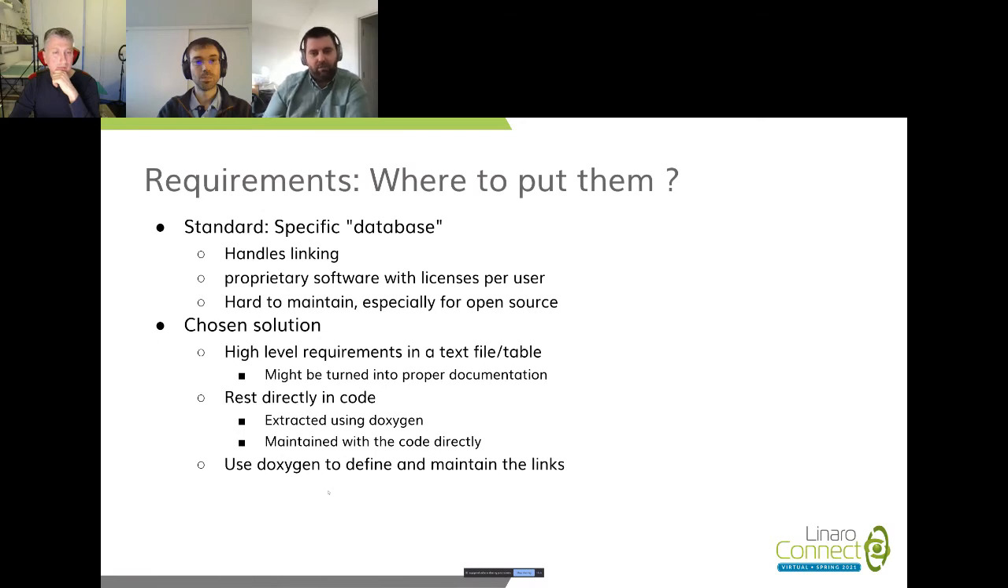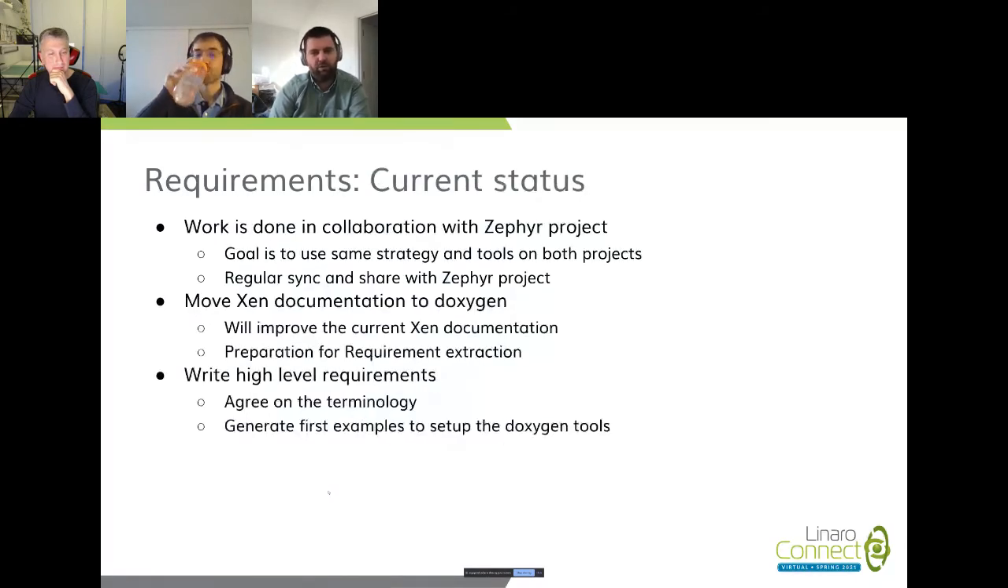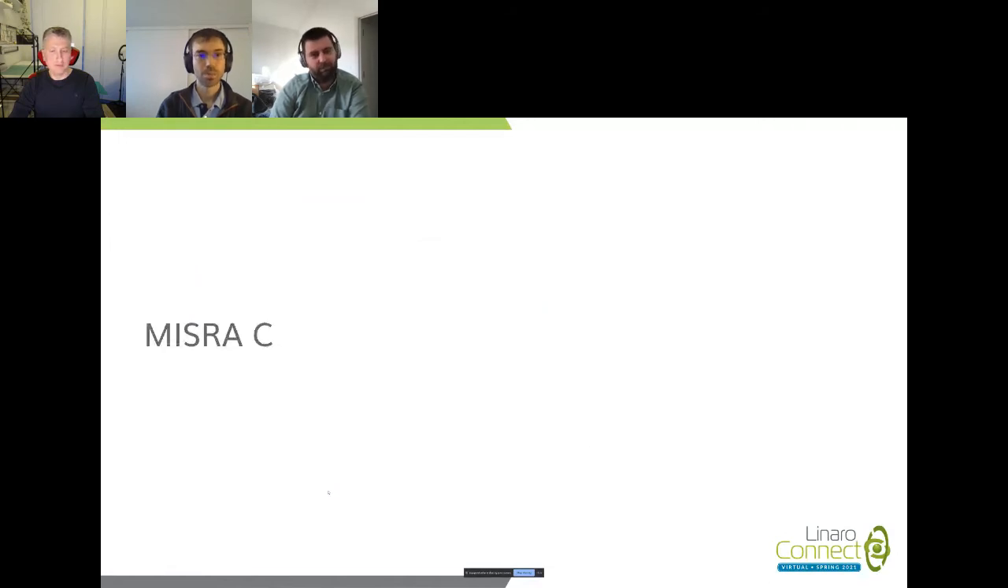Next. So, part of our work is done with the Zephyr project. The Zephyr project has already done some investigation and did a proof of concept using Doxygen. We would like to use the same strategy and tools on both projects. We have regular syncs with the Zephyr team. We will move Xen documentation to use Doxygen. This is an opportunity to improve Xen documentation and is a preparation for the requirement extraction. And we also started to write some requirements to agree on the terminology and also to have some examples to develop the Doxygen tooling. Stefano?